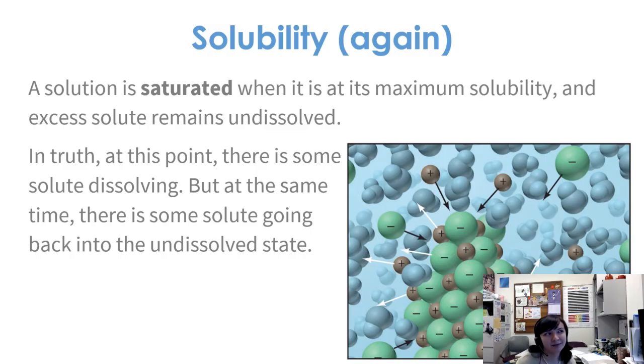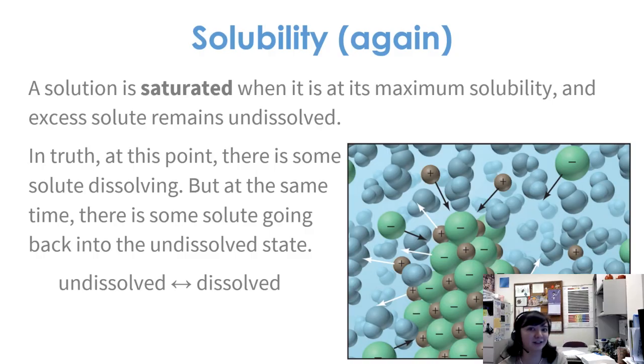Oftentimes we want to think about that as a static point, like the solution's just stuck and it's not going to do any more of this dissolution reaction. But in truth, there is still some of the solid being dissolved. At the same time, there's still some of that aqueous solute going back into the solid state. This is just another example of chemical equilibrium, which we brought up before when learning about vapor pressure and how a gas can be in equilibrium with its liquid phase. Right here we have an equilibrium of a solute with its solution phase.